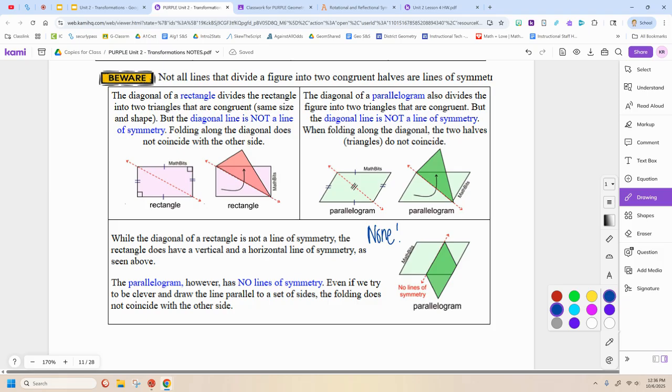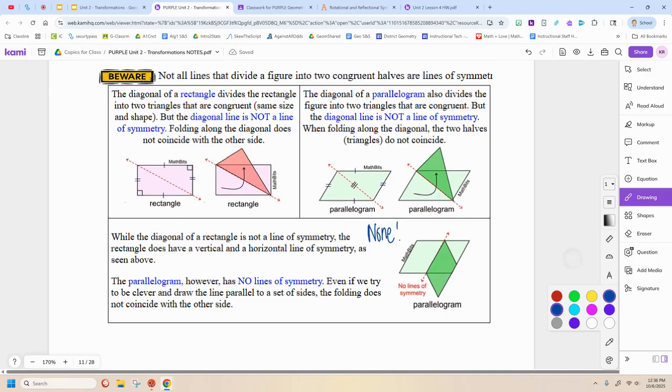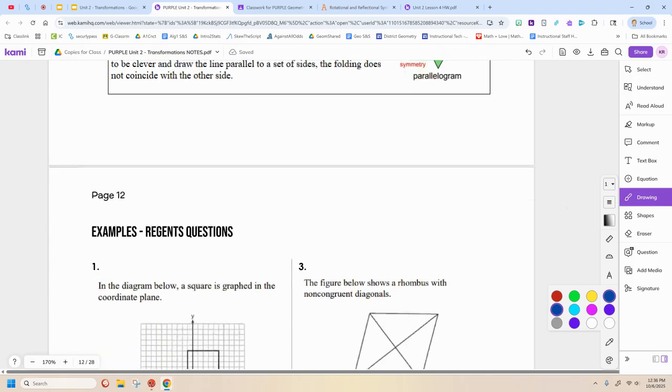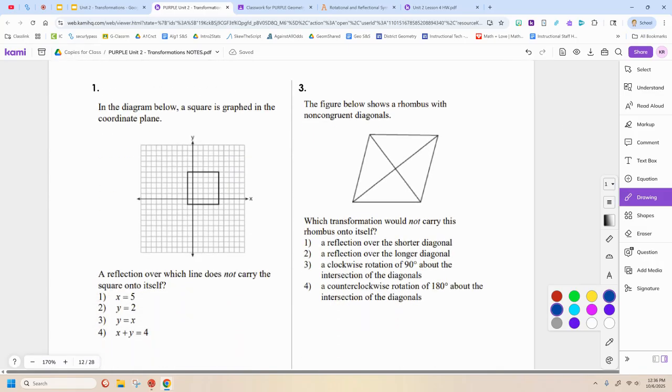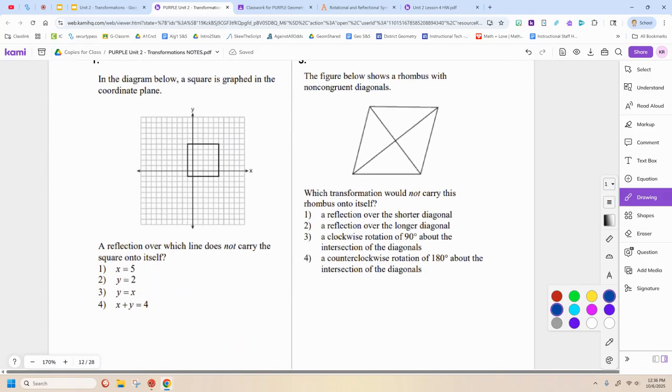Okay? So we're going to do 4 Regents questions together, and then you have 1 more Regents question to do with me, and then I'm going to give you 5 or 6 for homework. So pretty easy class. Here we go. Regents questions. Let's look at the different things they might give you and how to best get it right.